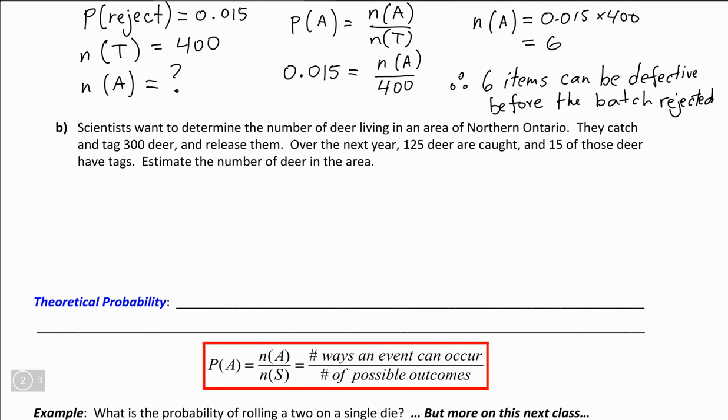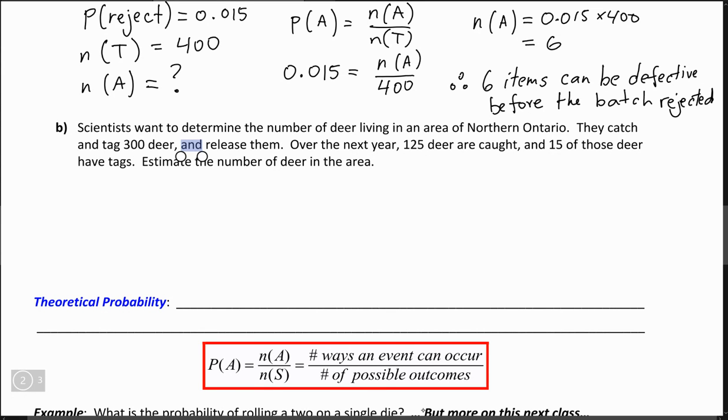They catch and tag 300 deer and release them. Over the next year, 125 deer are caught, and 15 of those deer have tags. Estimate the number of deer in the area. Okay, so here we have another problem. So the probability of A, which is my event that I'm going to consider here, so P of A is going to equal what?